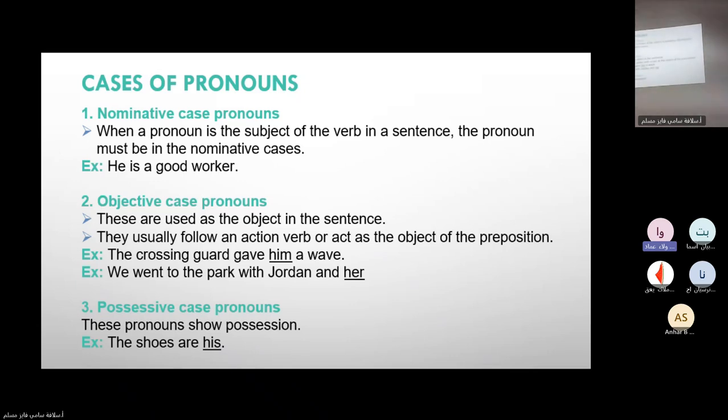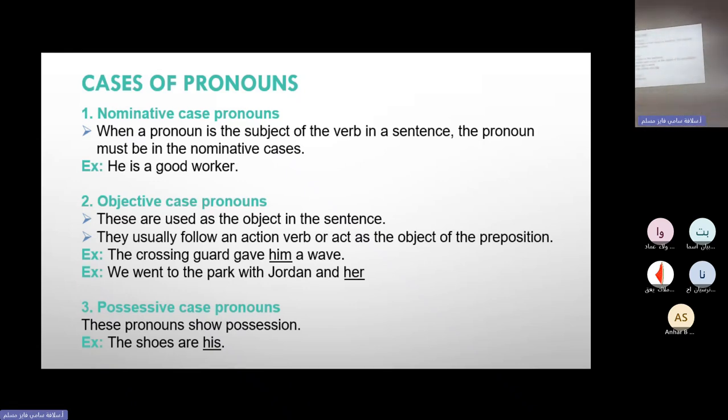We went to the park with Jordan and her. هون شو بيجي؟ بيجي object of the preposition. وين الفاعل؟ we. وين الفاعل؟ went. وين الobject؟ اوكي to the park with Jordan and her. هاي كلها شو اسمها؟ prepositional phrase. جملة ظرفية. ظرف مكان. وين المكان؟ to the park with Jordan and her. her هون هي المفعول به تبع الجملة الظرفية.